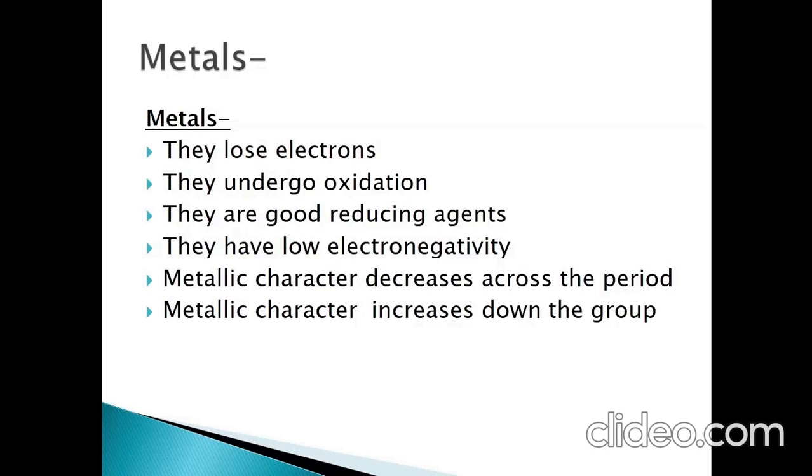Now let us see about the metals. As you all know, metals lose electrons, they undergo oxidation, they are good reducing agents, they have low electronegativity. Just now we have seen what electronegativity is, the tendency to attract electrons towards itself. They have low electronegativity, metallic character decreases across the period, and metallic character increases down the group. So this is about the metals.